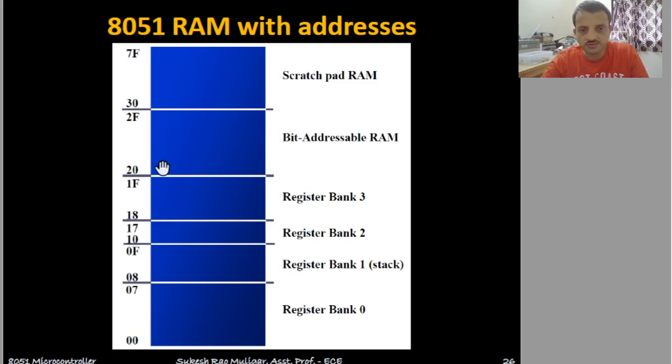The next locations start from 20H to 2F. 16 locations are there, 20 to 2F. These are bit addressable RAM. After 2F the next number is 30, which will go till 7F, which is called scratch pad memory. So this is how the 8051 RAM locations are split.